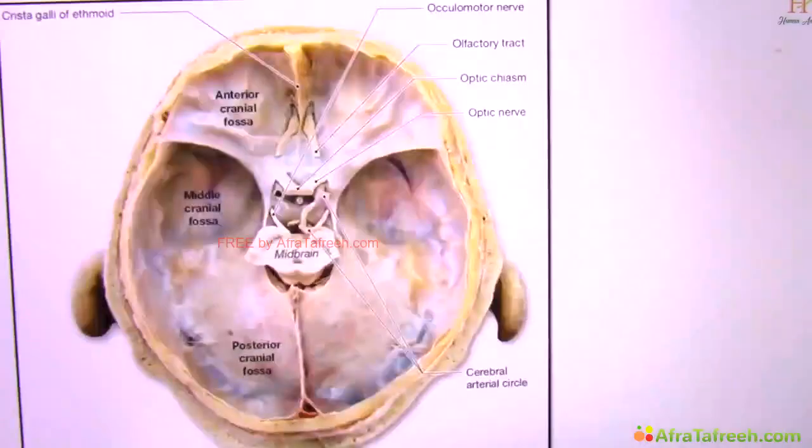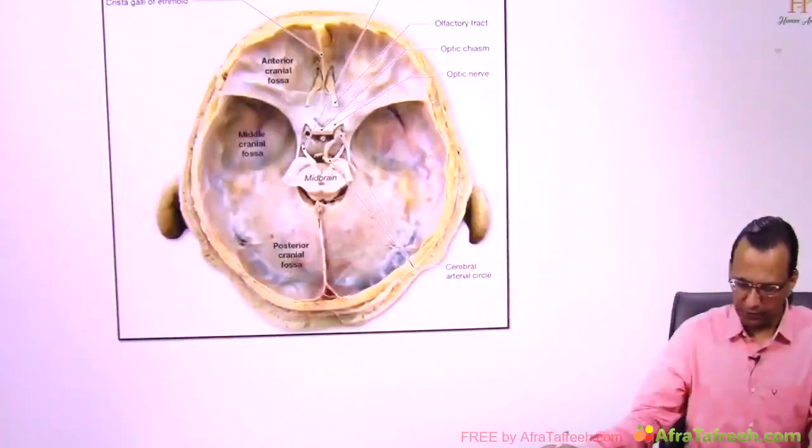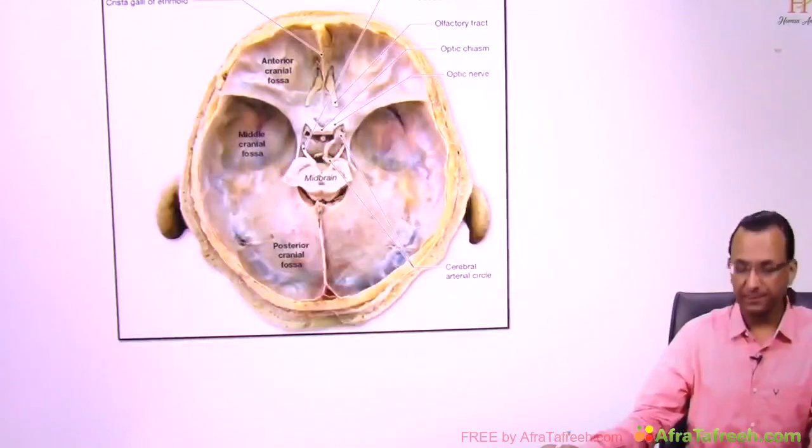Yes. Which diagram? Actually, I have removed the brain from the cranial cavity, so I can see some cranial nerves passing through the various foramina. Which cranial nerve are you talking about? See here.